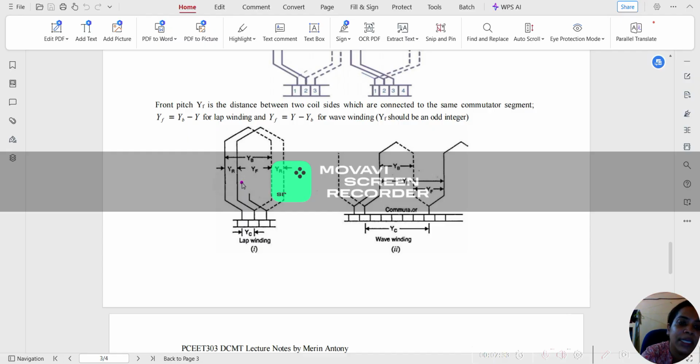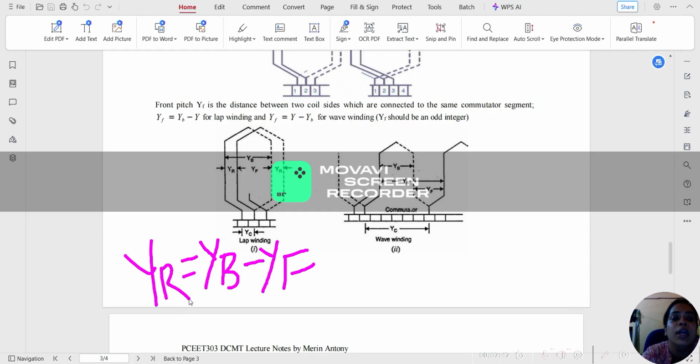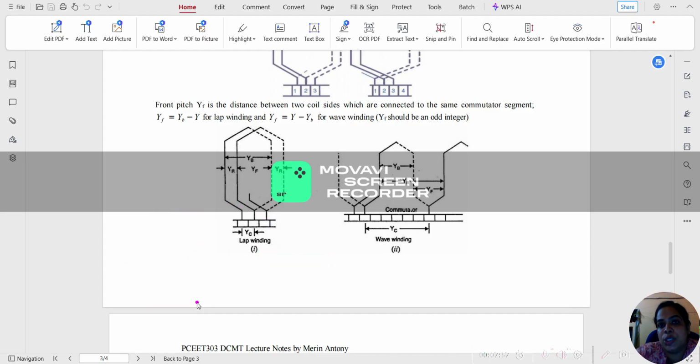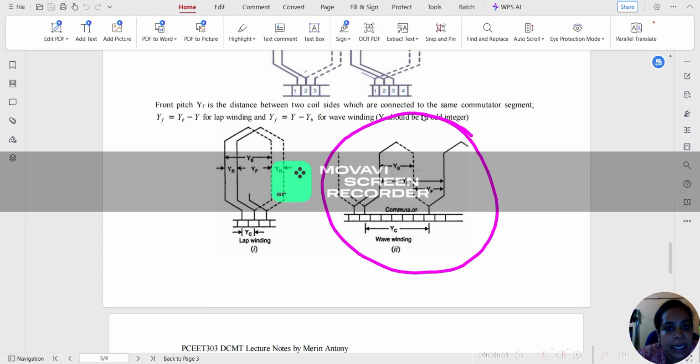Then what is meant by resultant pitch? This is resultant pitch, right? What is meant by resultant pitch? The distance or difference between the back pitch and the front pitch we will be calling resultant pitch in the case of lap winding. Hope it is clear. The difference between the back pitch and the front pitch we will be calling the resultant pitch. Okay, then we will be moving on to the wave winding diagram.